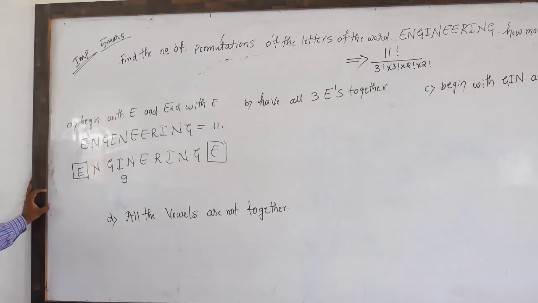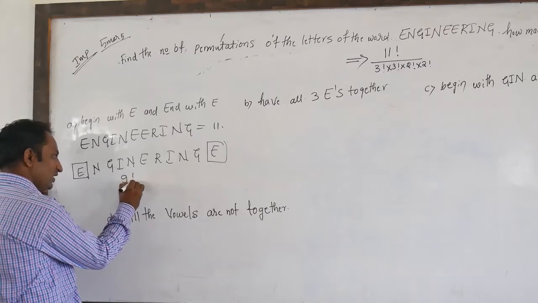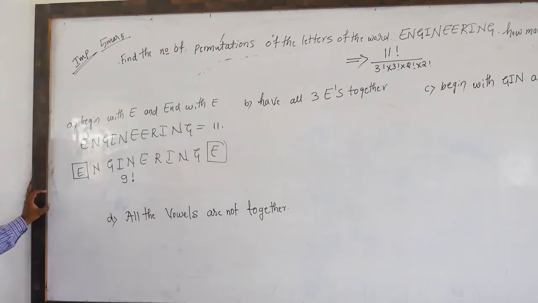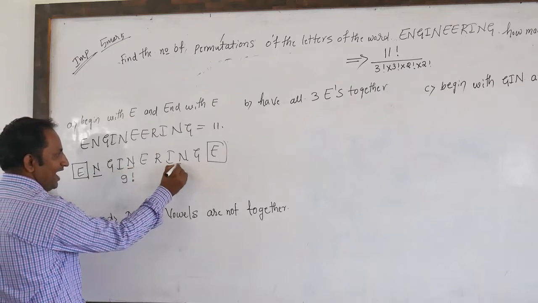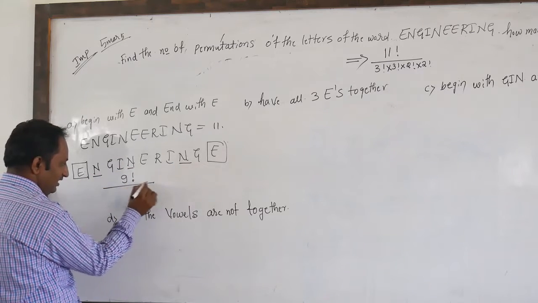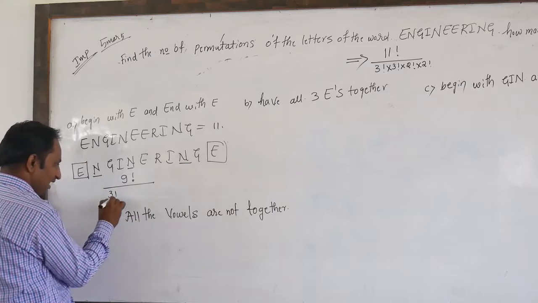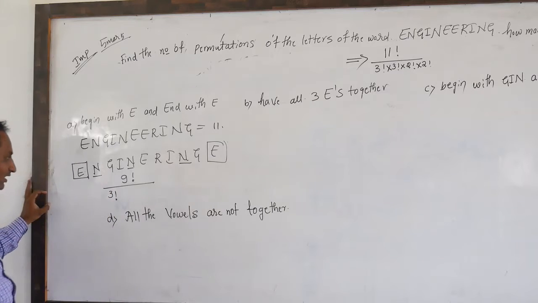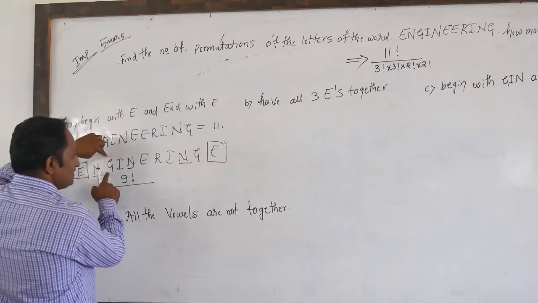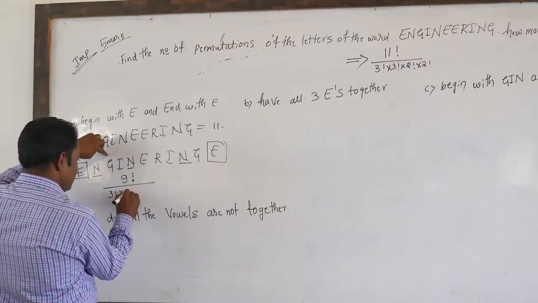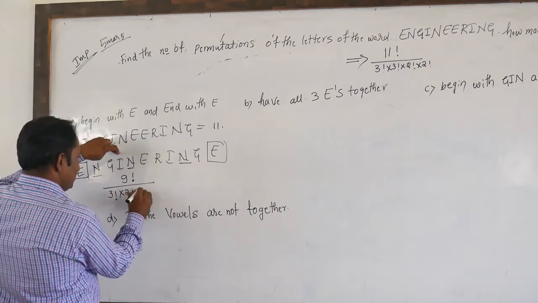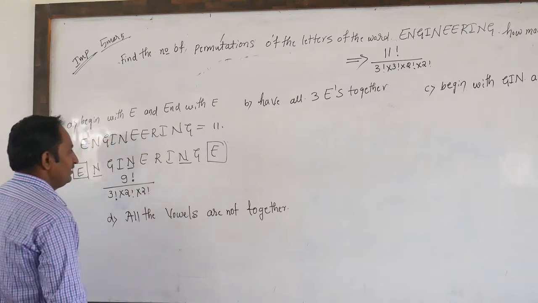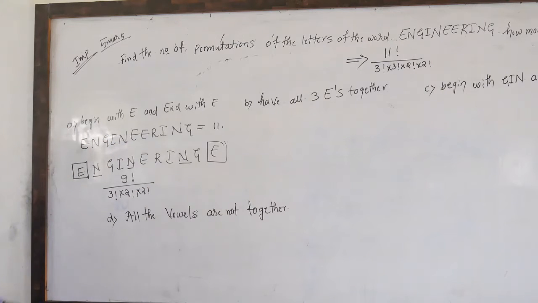Here, 9 letters can be arranged in 9 factorial ways. N is repeating 3 times, that is 3 factorial. Similarly, G is repeating 2 times, that is 2 factorial. I is repeating 2 times, that is 2 factorial. This is our answer.